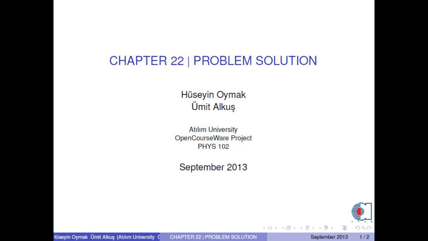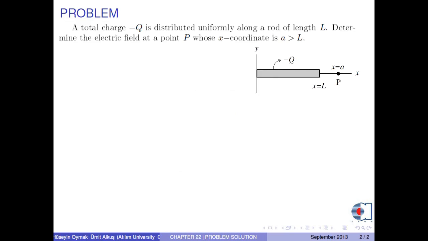In this video, we will solve one problem in chapter 22. A total charge, negative Q, is distributed uniformly along a rod of length L. Determine the electric field at a point P whose x-coordinate is A, which is greater than L.